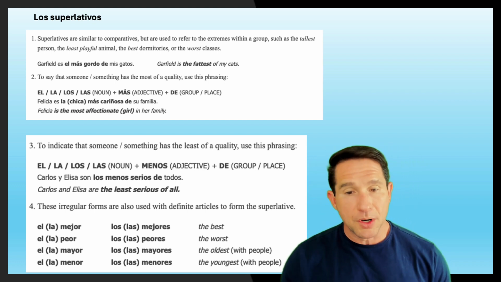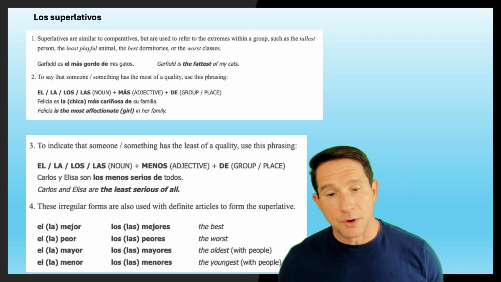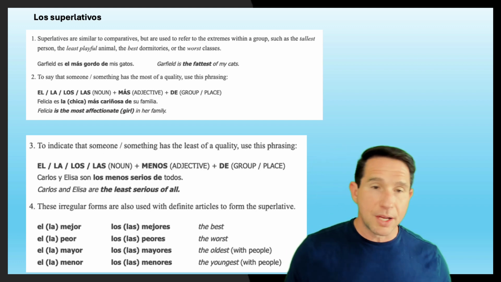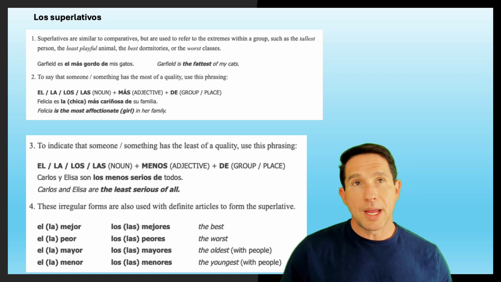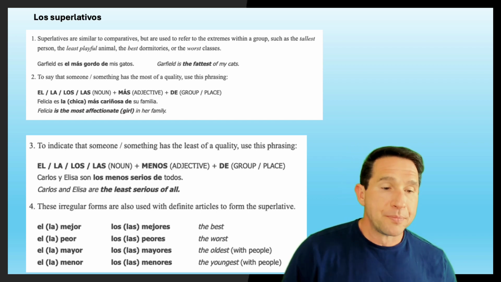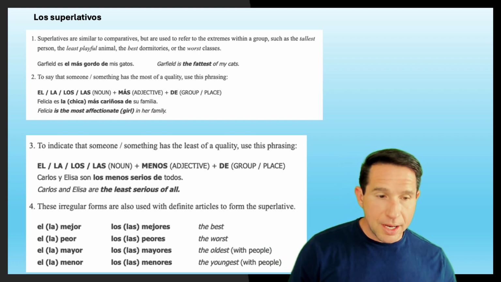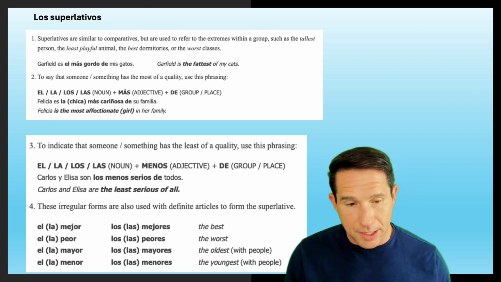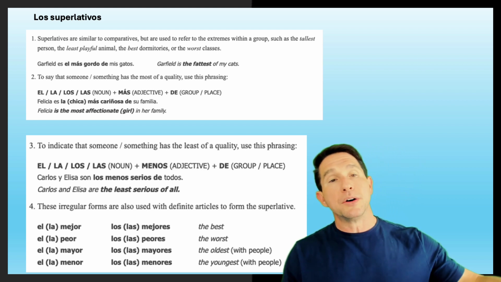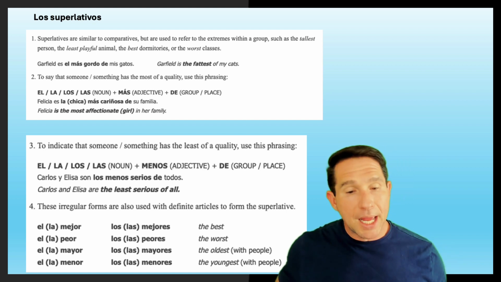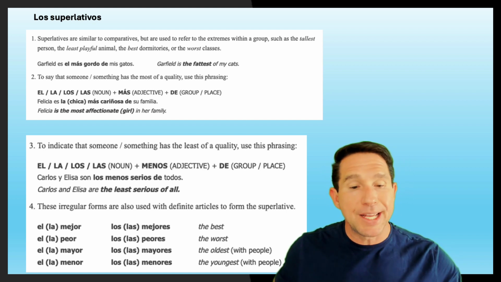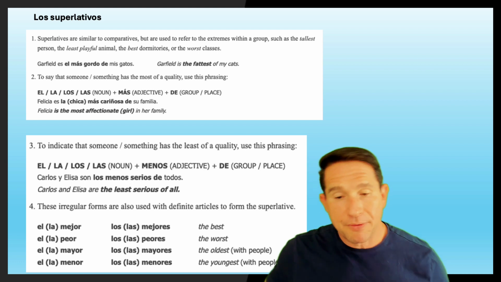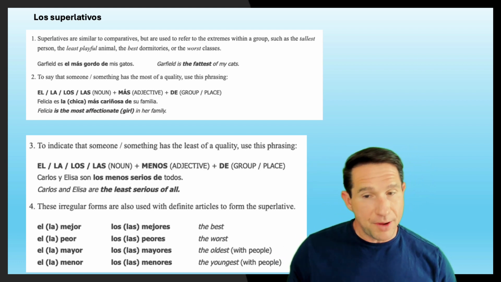These irregular forms are also used with definite articles to form the superlative. So we have el or la mejor, los or las mejores, right? Just like we did, él es mi mejor amigo, right? Or la clase es mejor que, right? El or la peor, los las peores, and mayor, mayores, menor, menores. Mi amigo es el mayor de su familia. Mis gemelas son las mayores de este grupo, right? Mi hija Sophie es la menor de la familia. Sophie's the youngest in the family. The family's the group, right?